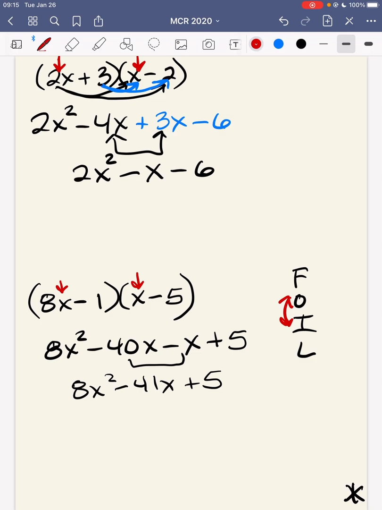So I have still my 8x times my x, which is 8x squared. My negative 1 times x, which is minus 1x or minus x. My 8x times my negative 5, negative 40x. And a negative times negative gives me my plus 5. All that happened is my numbers are reversed, but they still are going to combine.